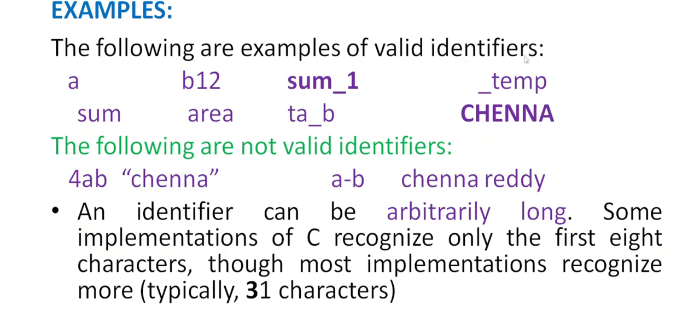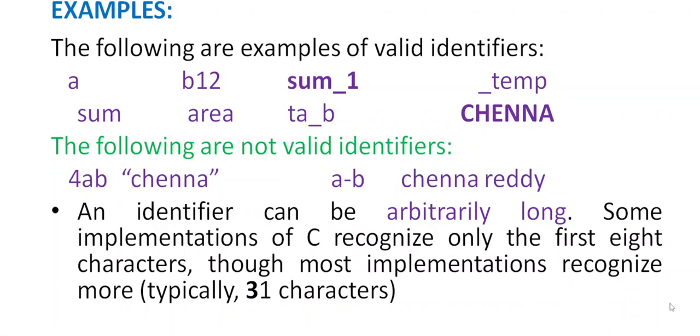So these are some examples of valid identifiers. You can see A, B12, all starting with a letter. Here you can see it started with an underscore. Though it is not advised to use this type of variable, it is valid. You can insert an underscore like this. And remember, C is case sensitive. So a and capital A are both different. Please remember that point. That's where many programmers commit mistakes.